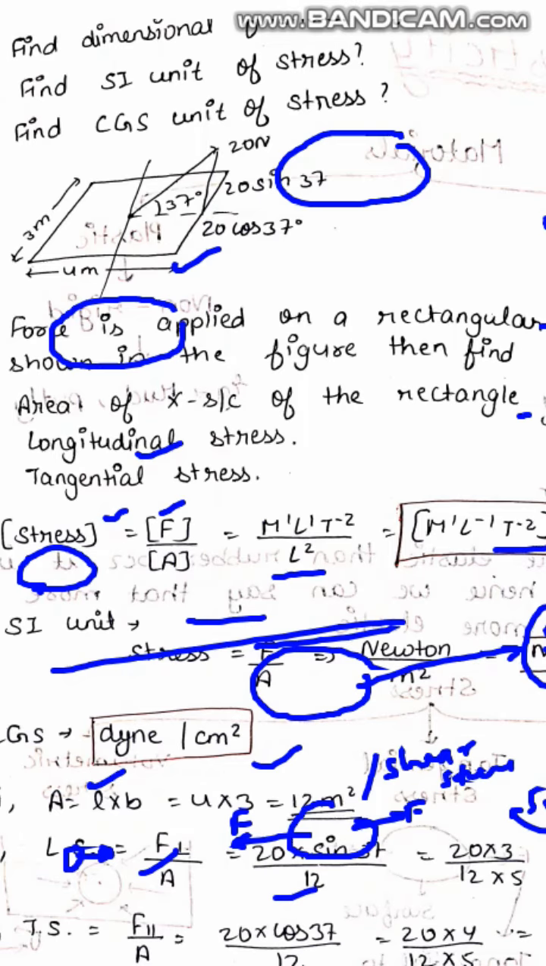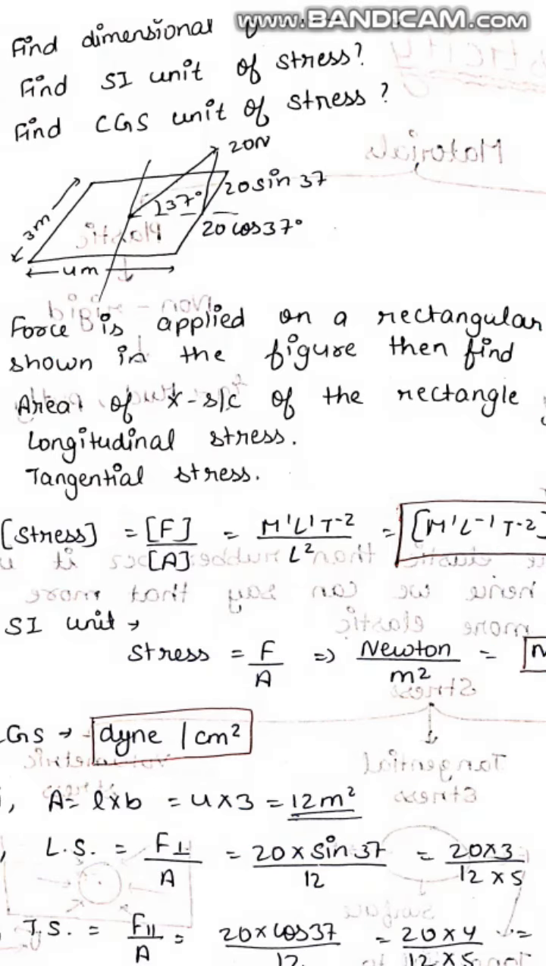Next one, now we have questions based on this. The first question is about the dimension of stress. So it is M^1 L^-1 T^-2. The SI unit is Newton per meter square, or kg m^-1 s^-2. The CGS unit is dyne per centimeter square.